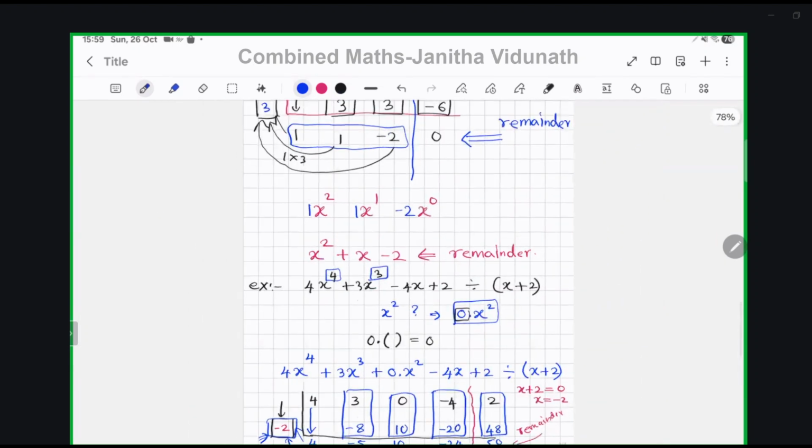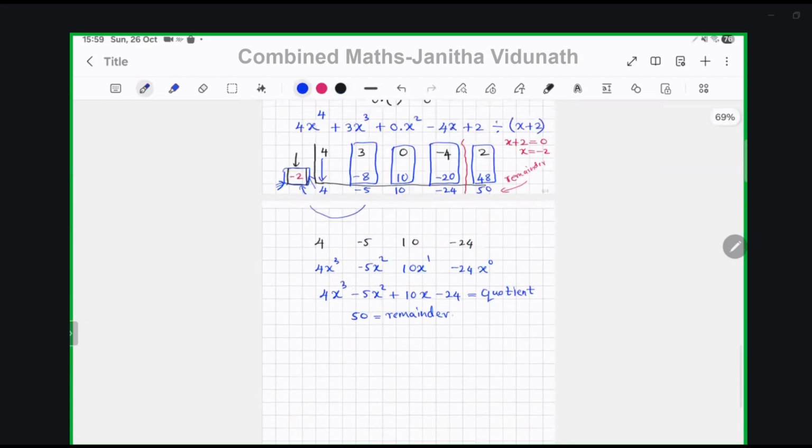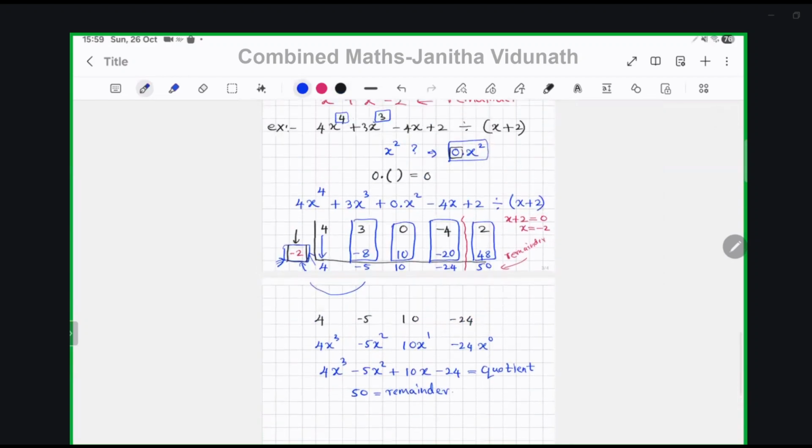Okay. Now please write down this example, and then I will give another question for you. After writing this example, please do that question and send me the answers. The question is 2x to the power 4 plus 3x squared minus 5x plus 6 divided by x minus 2. After writing down those things, do this question and send me the answers via WhatsApp.